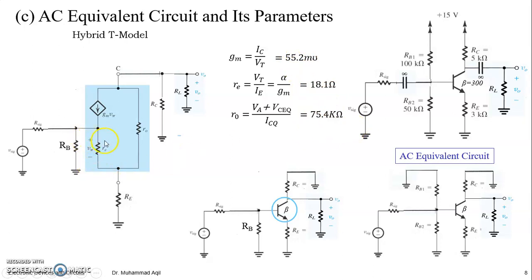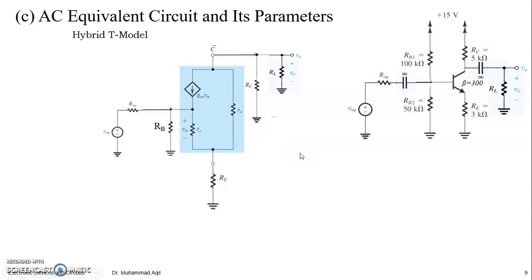And please remember that re is also the resistance between base and emitter, but explicitly available at the emitter side. Whereas in the pi model, we have r pi, also in between base and emitter, but explicitly at the base side. And we already have seen that r pi and re are equivalent. r pi is (1 plus beta) times re. Same is the relation between base and emitter currents.